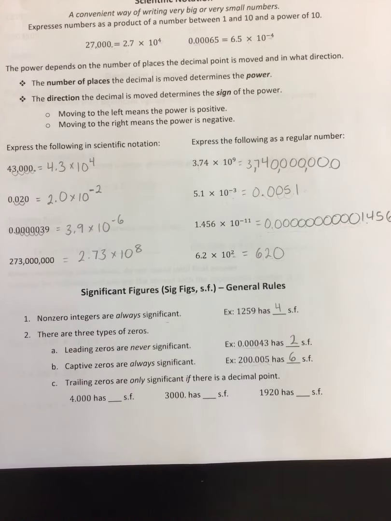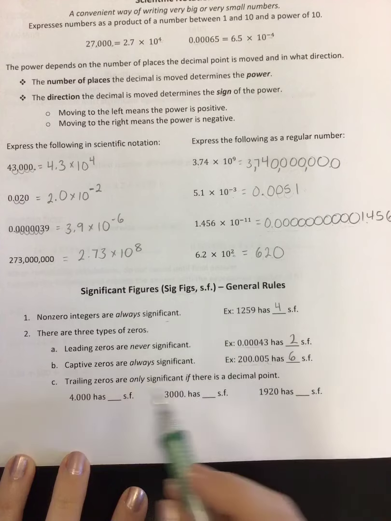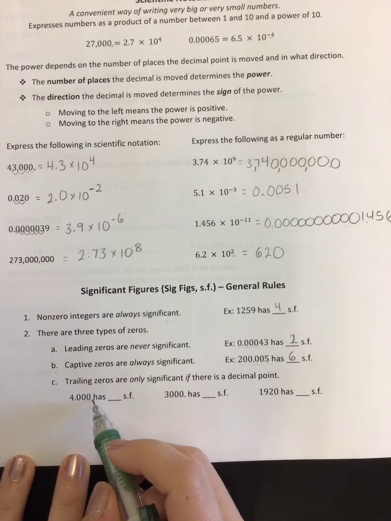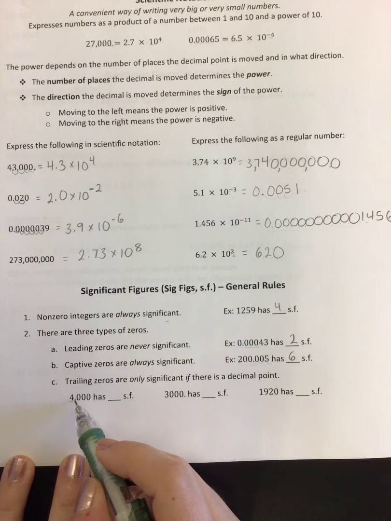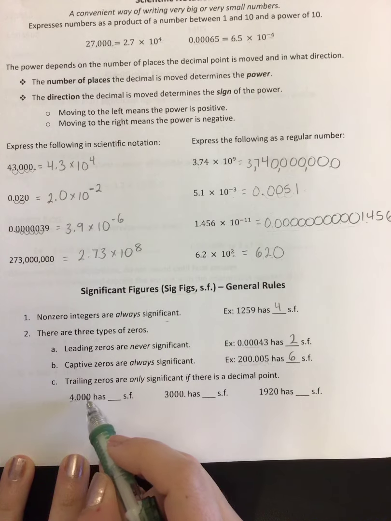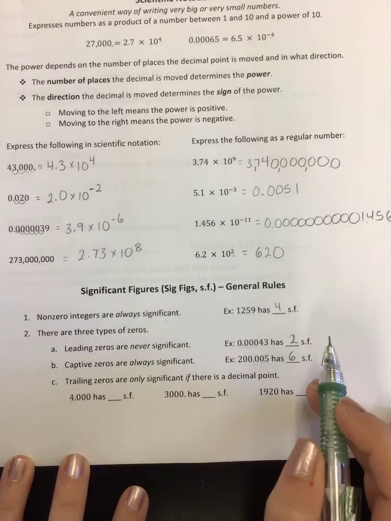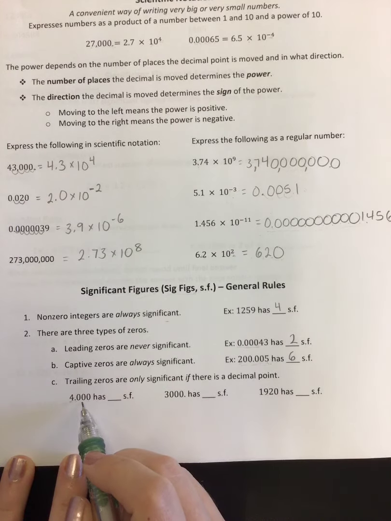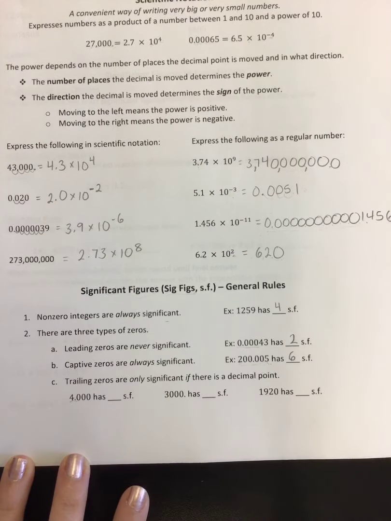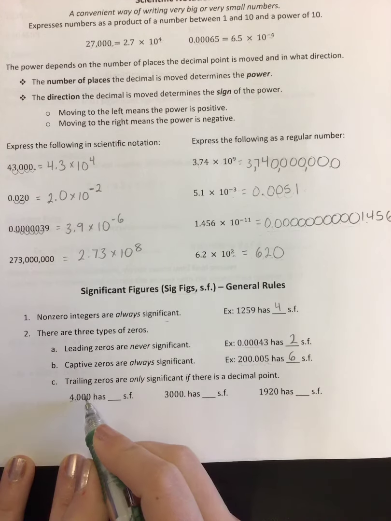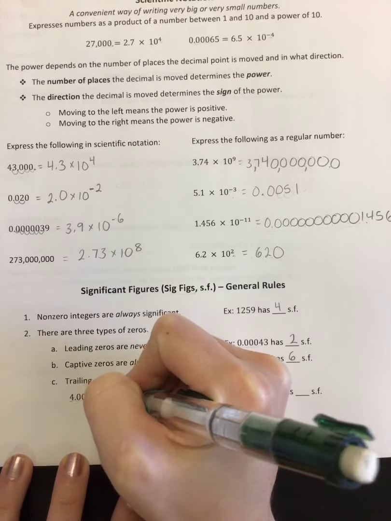Now the last case is trailing zeros, and it's the tricky one. Trailing zeros are only significant if there is a decimal point. So if you look at this one right here, I have a 4, I have a decimal point, and now I have 1, 2, 3 zeros at the end. Is there a decimal point in this number? Yes, right? That means that these trailing zeros are now significant. So I have 1, 2, 3, 4 significant digits.